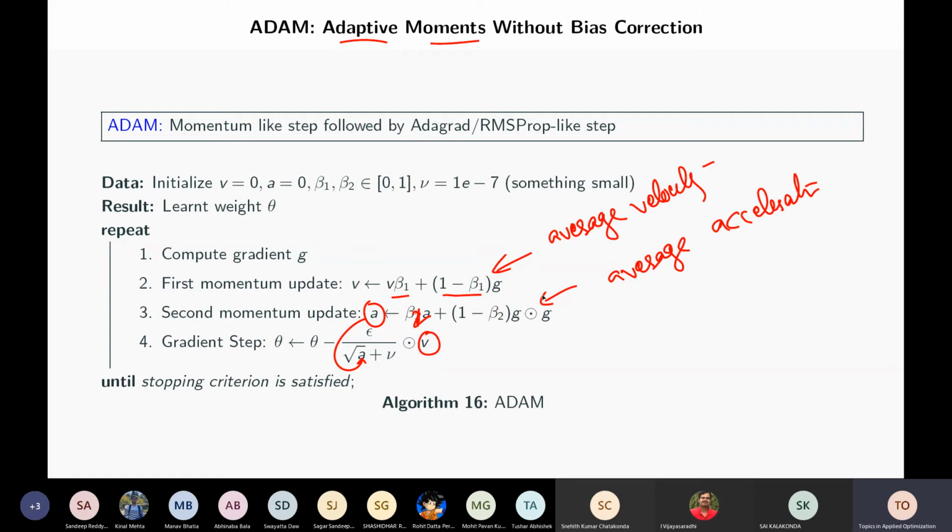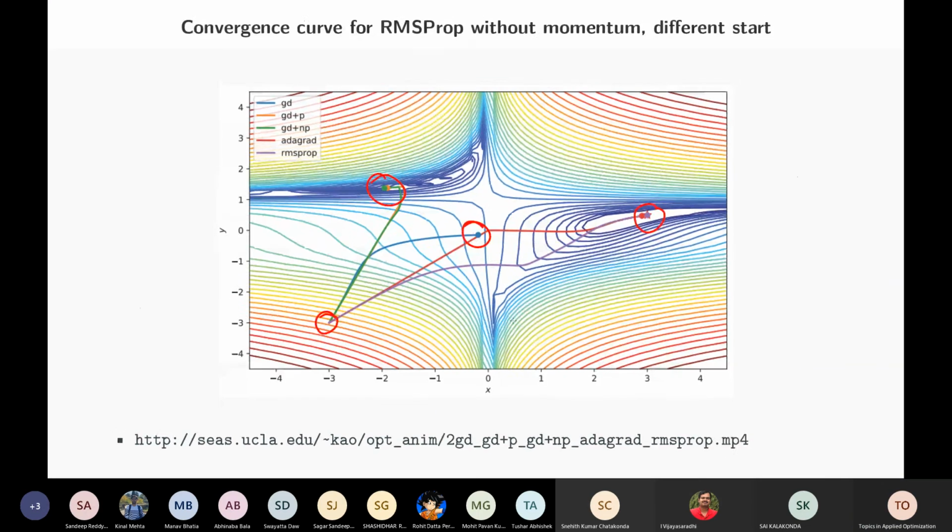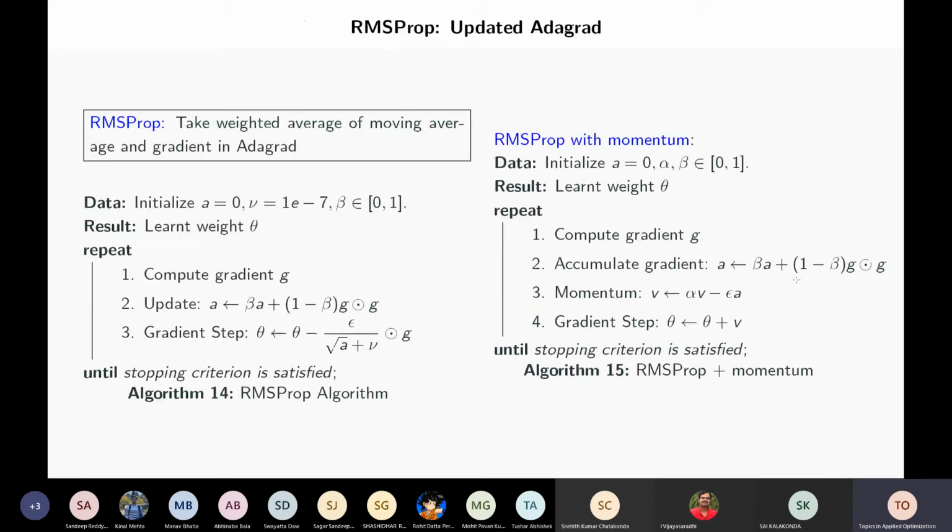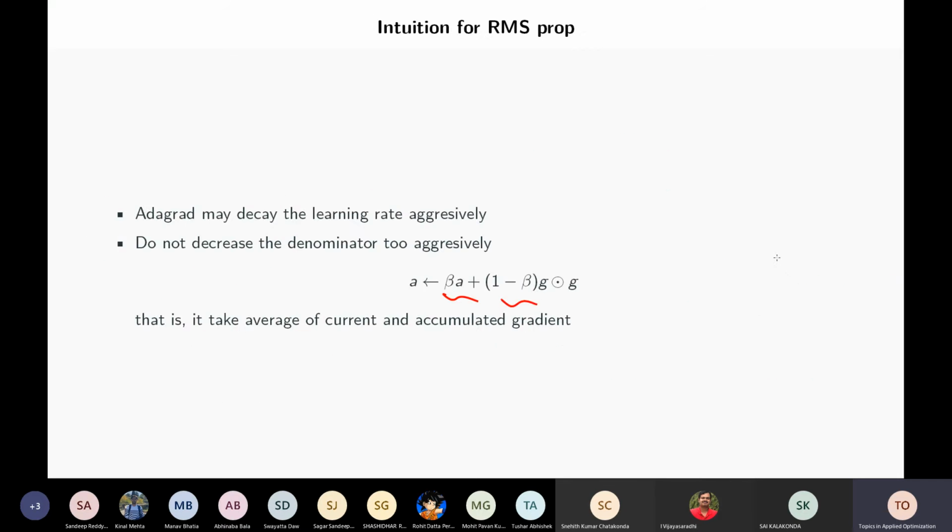So here we have taken advantage of the momentum idea. This V was coming from momentum, but then we tweaked it a little bit. We took a weighted momentum like this, beta 1 and 1 minus beta 1 type, rather than just saying alpha and something. And then we also took the idea from RMSProp and AdaGrad, and took the weighted version in that sense. So RMSProp was also there, and RMS momentum also had the same thing here.